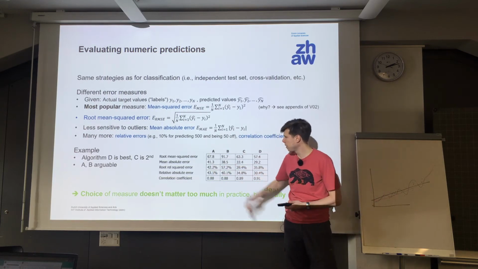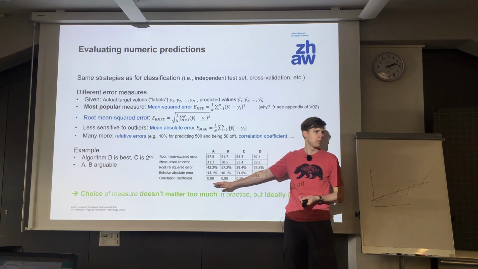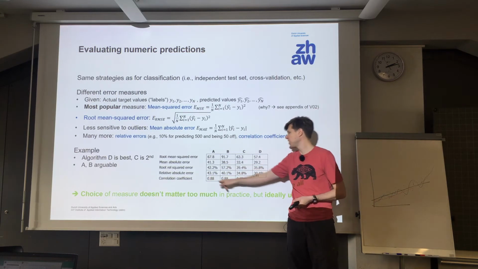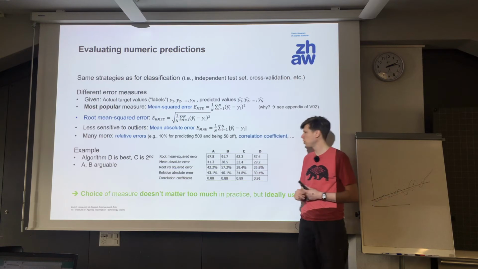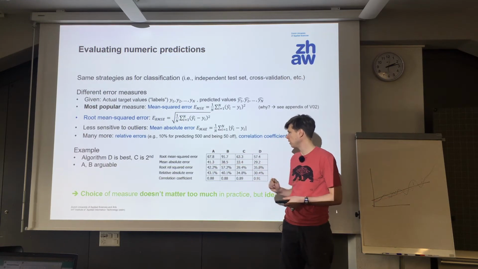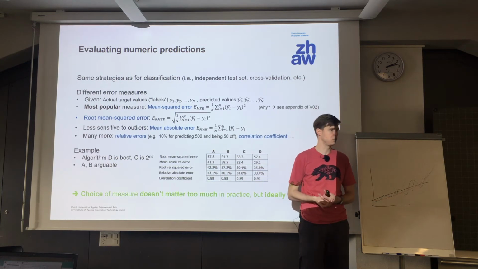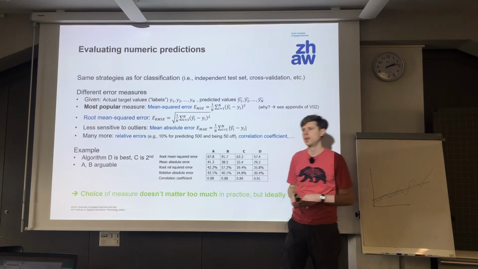But is A better than B, or is it the other way around? Correlation coefficient says they're somehow comparable. Mean absolute error says A has a little bit more error. Root relative squared error, B has a much larger error. So which one is better now?